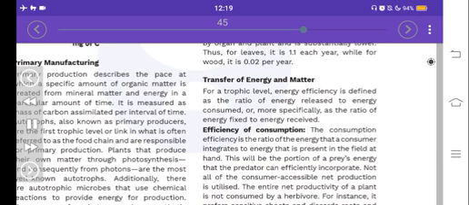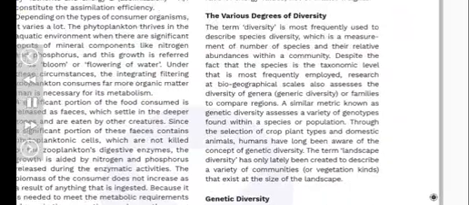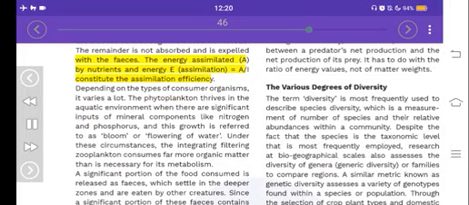Efficiency of assimilation. As food travels through the digestive tract, it undergoes both mechanical and chemical digestion processes. Only a portion of the food, the nutrients, enters the bloodstream through the intestinal mucus. The remainder is not absorbed and is expelled with the feces. The energy assimilated, A, by nutrients and the energy ingested, E, give the assimilation efficiency, equal to A/E.